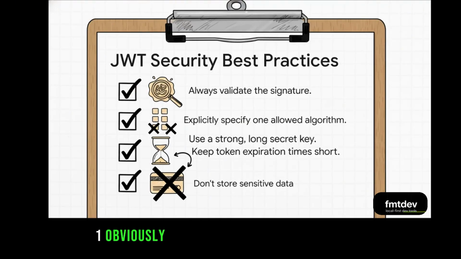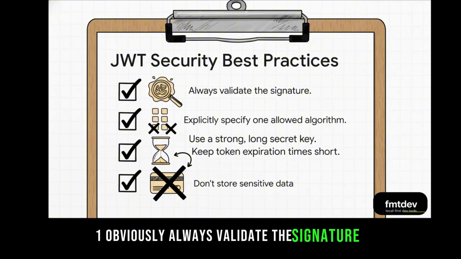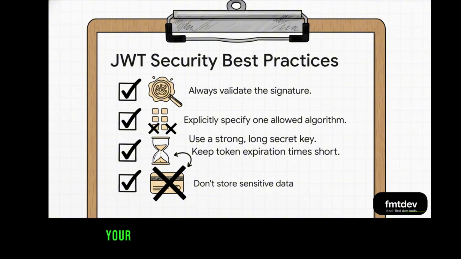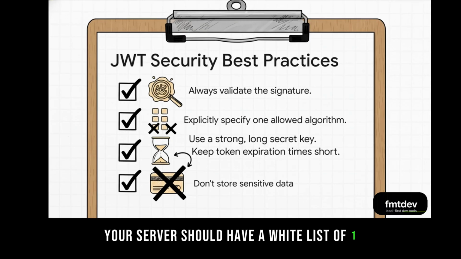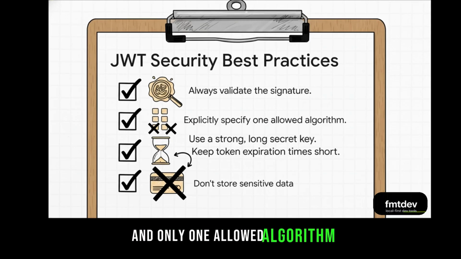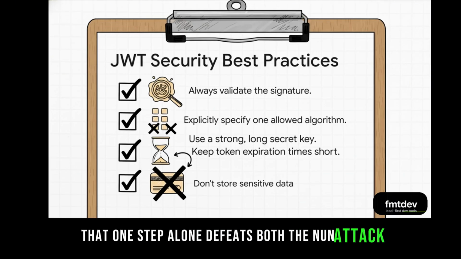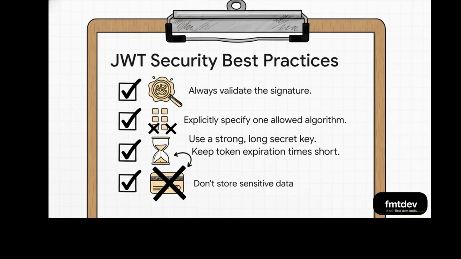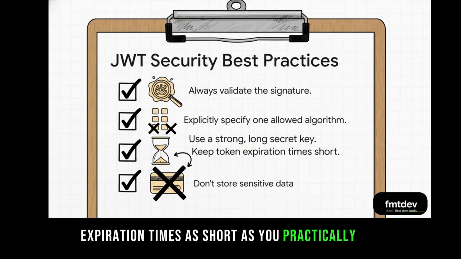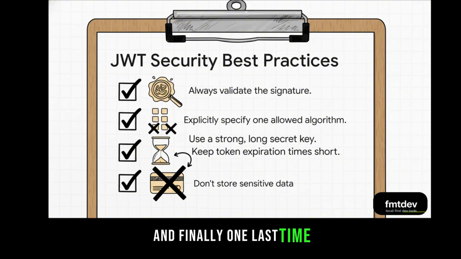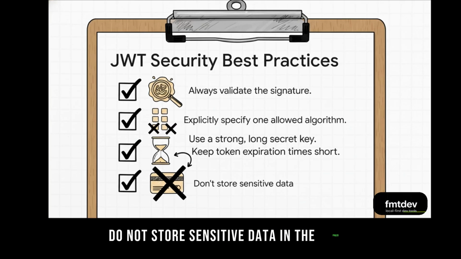1, obviously, always validate the signature. 2, and this is the big one, your server should have a whitelist of one and only one allowed algorithm. Never, ever, ever trust the alg value coming from the token itself. That one step alone defeats both the none attack and the algorithm confusion attack. 3, use a long, strong, hard-to-guess secret key. 4, keep your token expiration times as short as you practically can. And finally, one last time, do not store sensitive data in the payload.